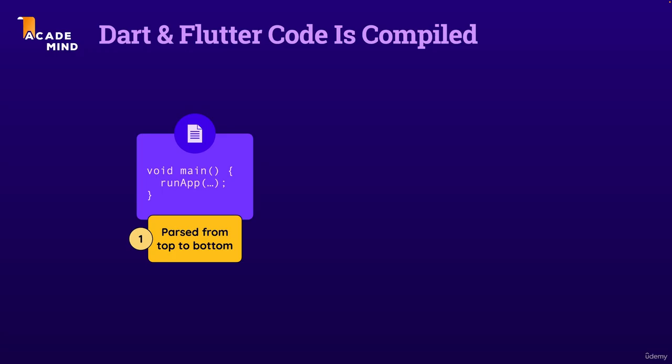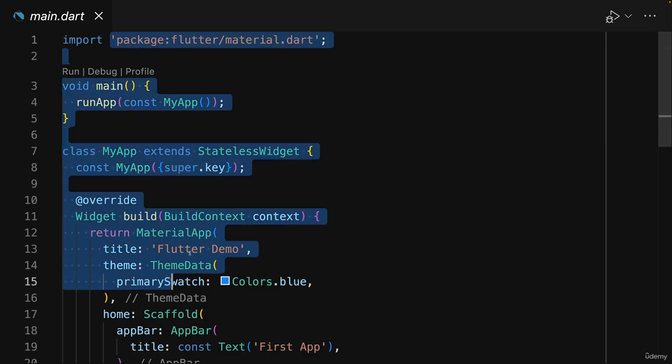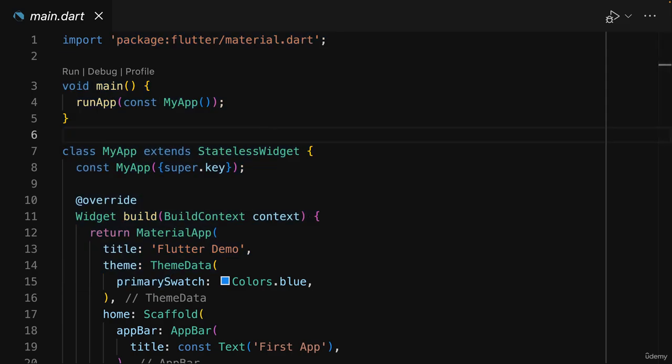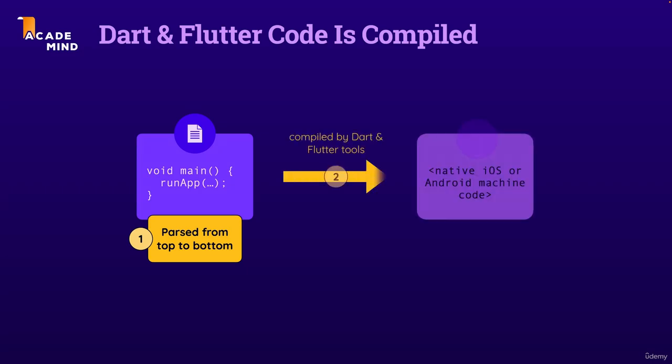Now, after your code has been parsed, it must be translated to a language that is understood by the target platforms, because, as I just mentioned, this code can't be executed like this on Android or iOS or other target platforms. Therefore, as a next step, after parsing the code is compiled by various Dart and Flutter tools, which simply means it's translated into some other code, some native iOS or Android machine code, so some code that is understood by iOS or Android or whichever target platform you are targeting.